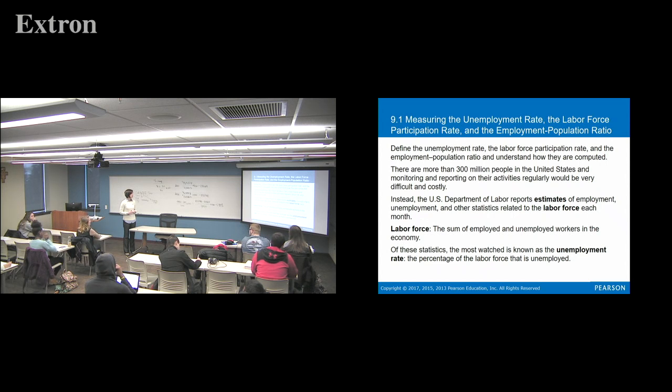So when we measure unemployment, we have to look at something called the employment population ratio and the labor force participation rate. And you have to understand that not all people are being honest when asked what their situation is, or even understand what their situation is. You'll see that when we get to some definitions. The U.S. Department of Labor reports estimates. They're not exact numbers. They could never be, because that would mean you would have to poll every single person in the United States that was of a working age.